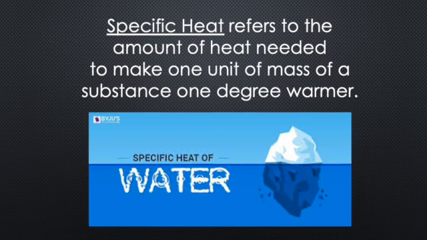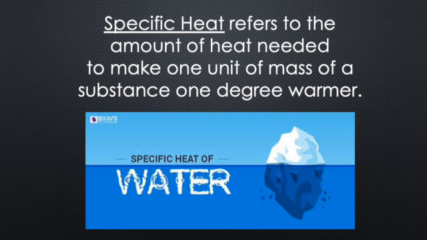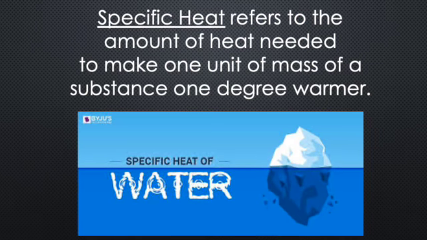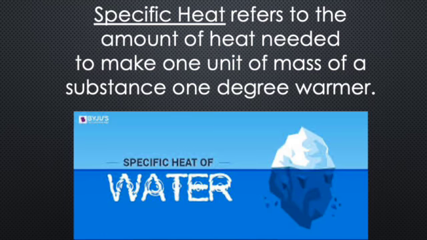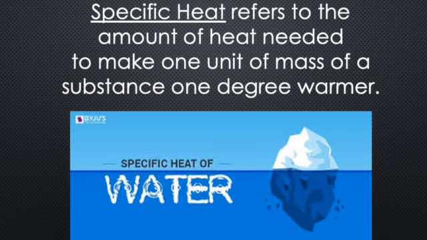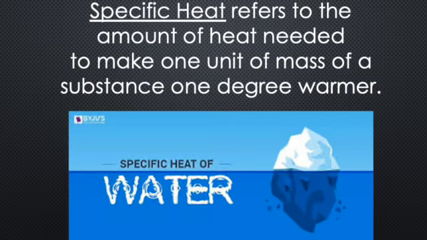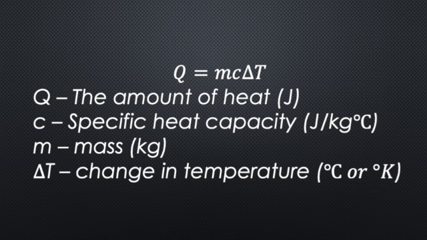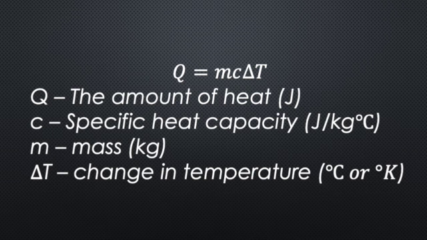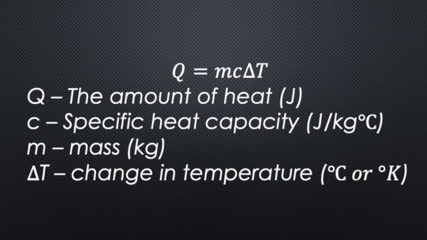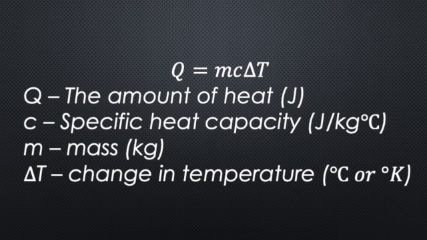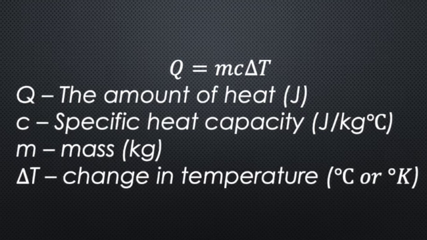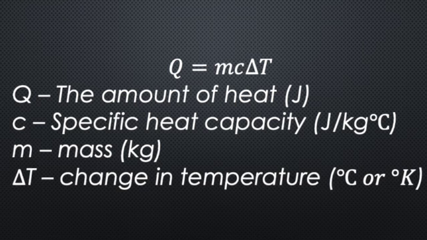Specific heat is typically measured in joules and kilojoules per 1 gram of mass, with Celsius or Kelvin as a measure of temperature. A substance's specific heat can be affected by temperature and pressure, so specific heat is typically determined at constant temperature and pressure, typically 25 degrees Celsius. The equation for specific heat is Q equals m times C times delta T. Q is equal to the amount of heat, C is the specific heat capacity, m is the mass, and delta T is the change in temperature.